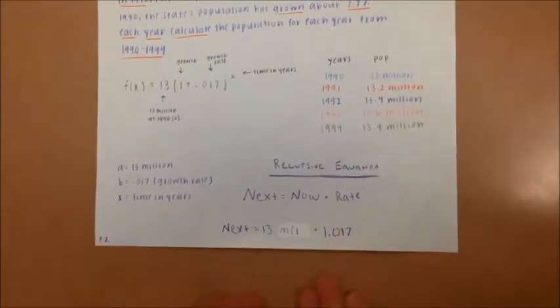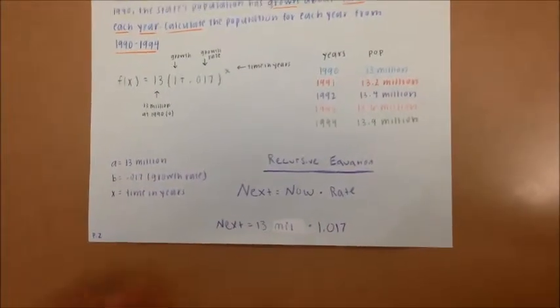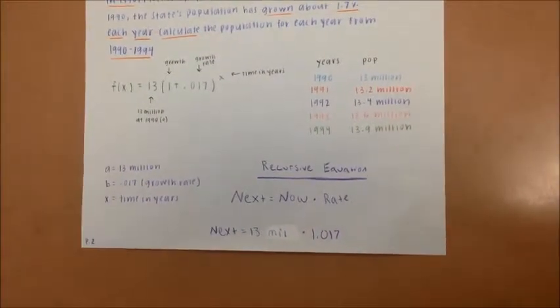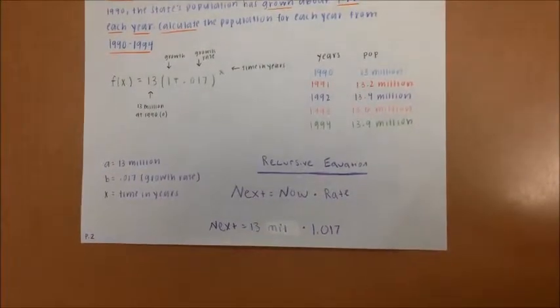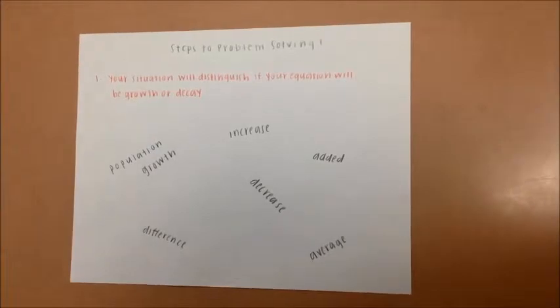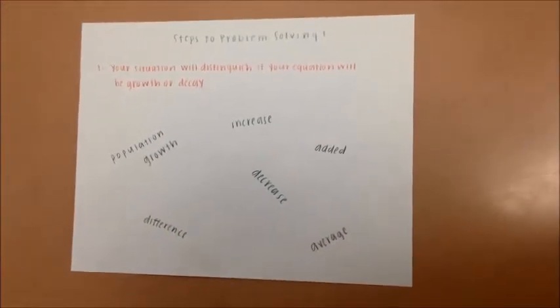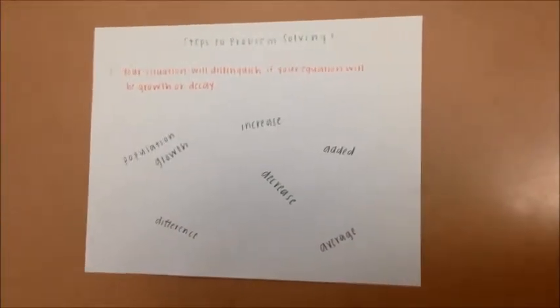Here is a recursive equation for the same calculations. Next equals 13 million times 1.017. Steps to problem solving: your situation will distinguish if your equation will be growth or decay.